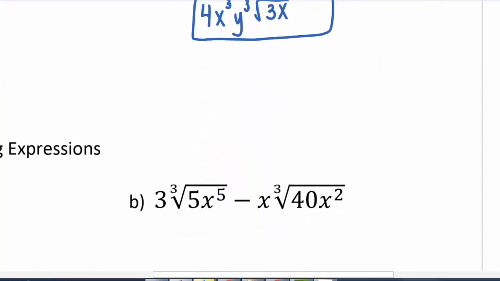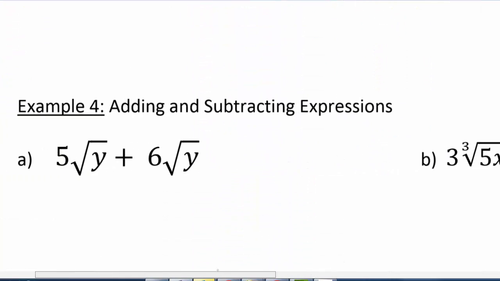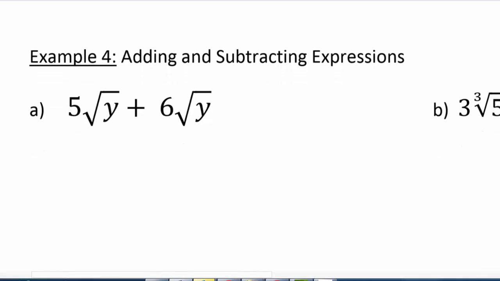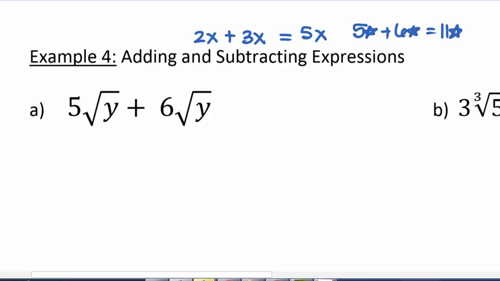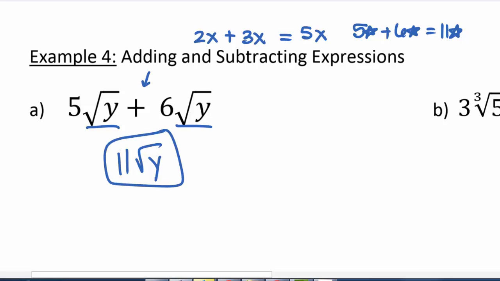Okay, the last set of problems are adding and subtracting. Okay, you can only add and subtract if you have like terms. So for example, if you had 2x plus 3x, you get 5x. Well, we're so used to seeing x, that could be anything. It could be like 5 star plus 6 star equals 11 star. So this is the same here. 5 square root y and 6 square root y is 11 square root y, because this is our like term, and they're the exact same, so I'm allowed to add them.